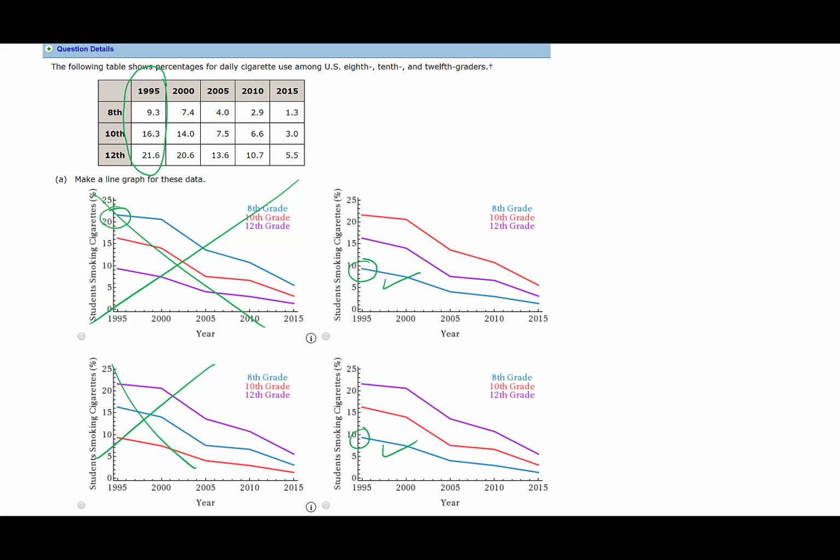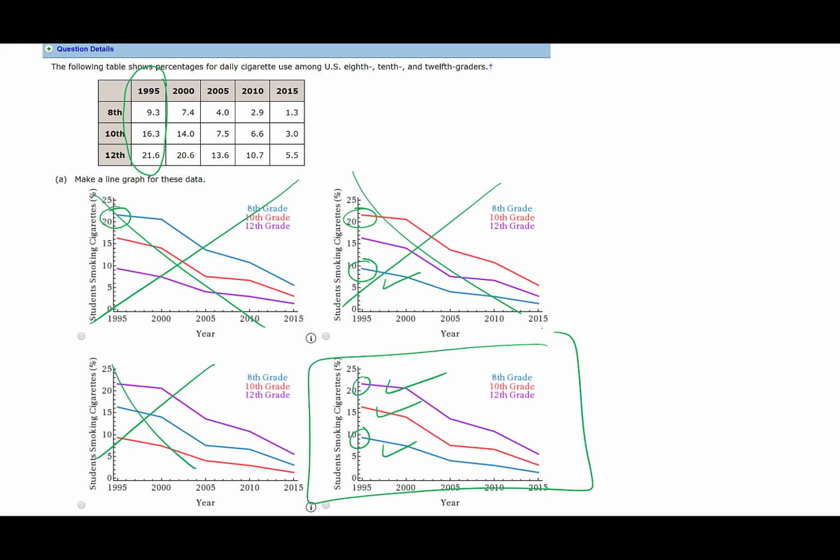Now let's check the 10th grade. Their percentage is 16.3. 10th grade is the red line. The top right, do you see that it's above 20, which is not correct? The bottom right, it's a little above 15, which is correct. And then let's just check the 12th grade, 21.6, which is where the purple line is about. And so this bottom right line graph is correct.